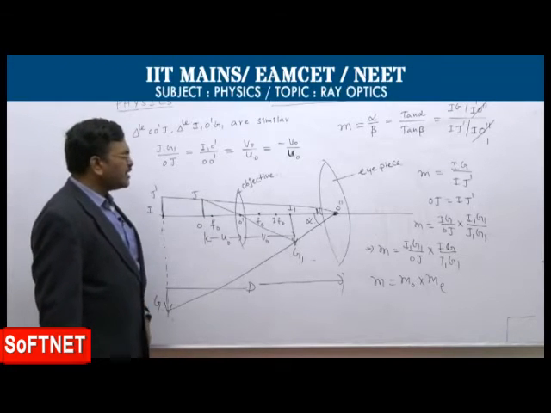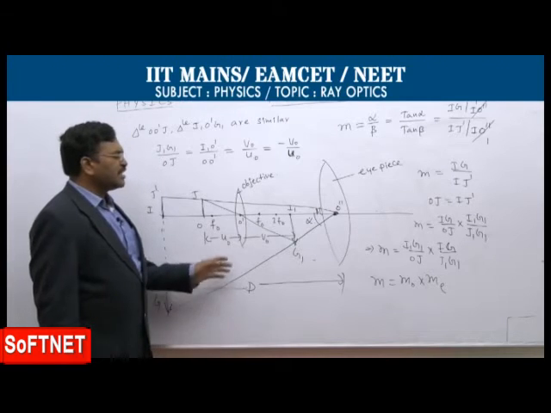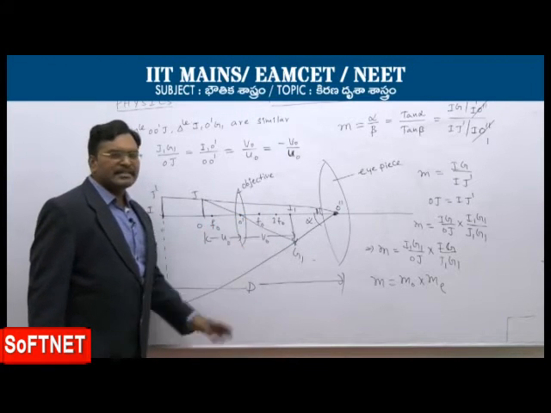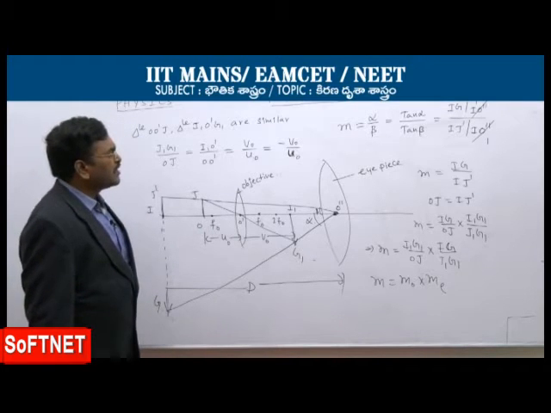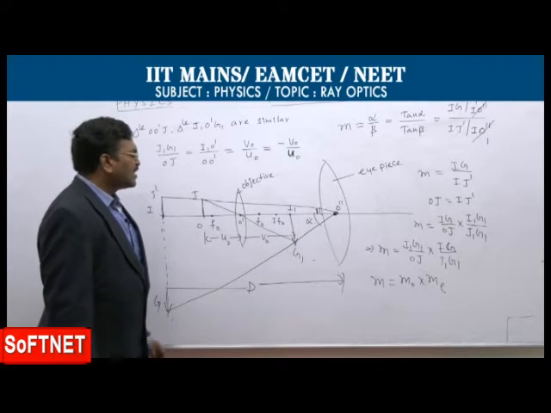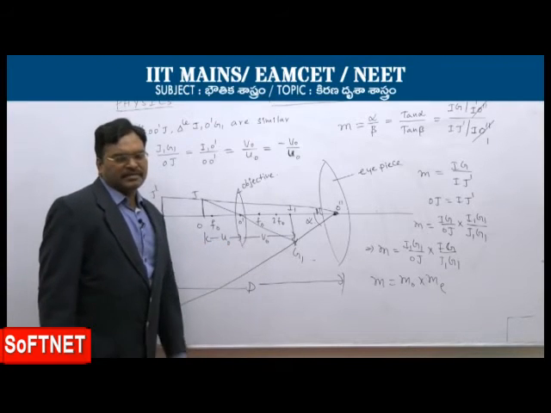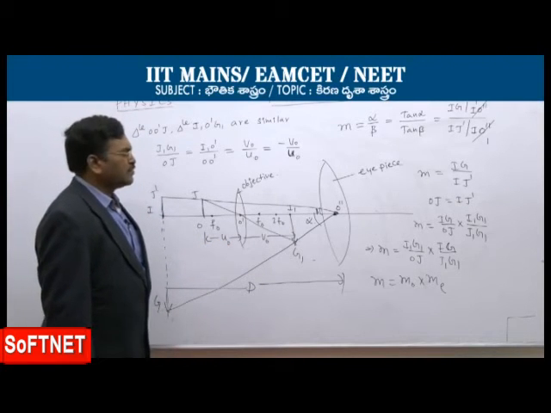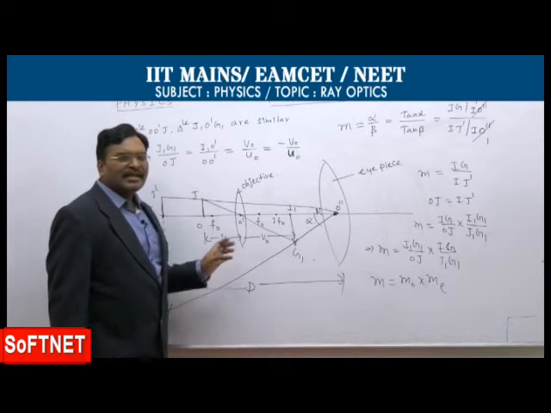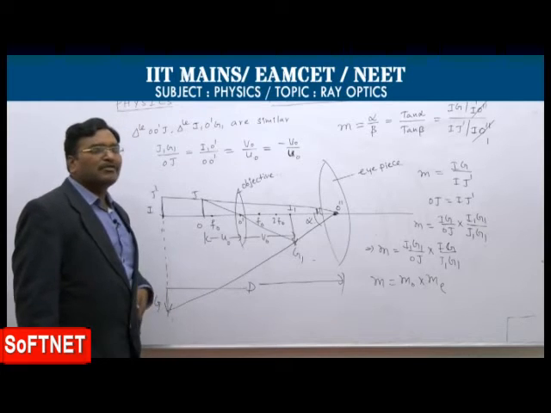U naught is replaced by F naught, and the image forms at the principal focus of the eyepiece. The distance between them, V naught, becomes what? Here L. What is L? The distance between the objective and the eyepiece, the length of the compound microscope. Is it clear? First of all, what is a compound microscope?